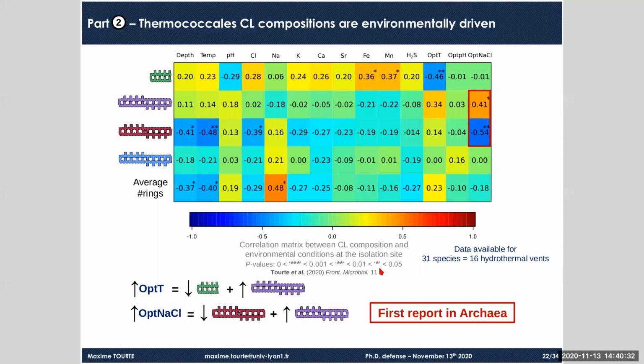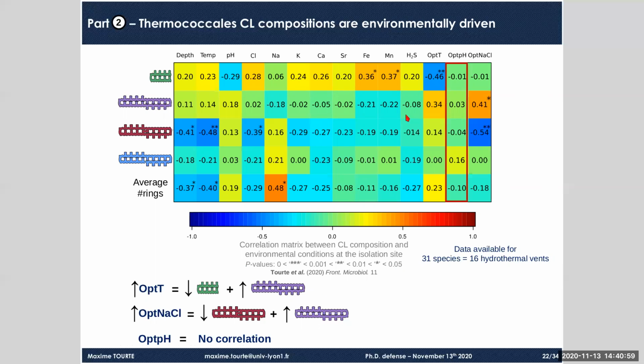But we could report for the first time a new correlation between the optimal salinity and the types of tetraethers these Thermococcales produce. For instance, species living in higher salinity will tend to have more dialkyl tetraethers and less monoalkyl tetraethers than those that live in lower salinity environments.